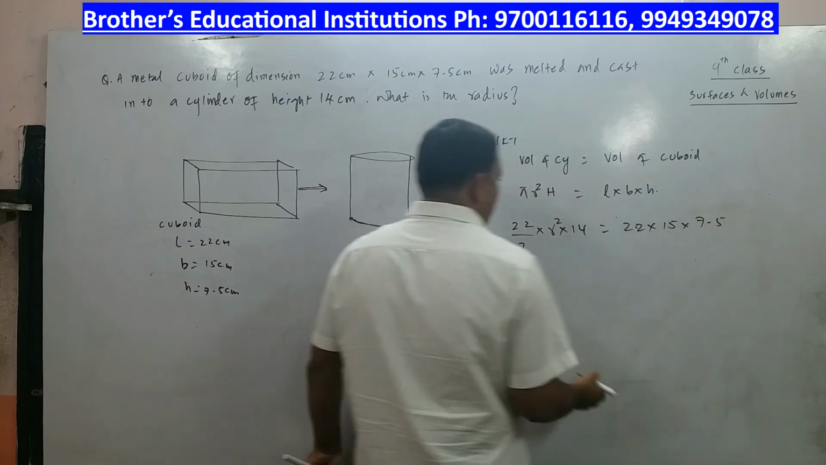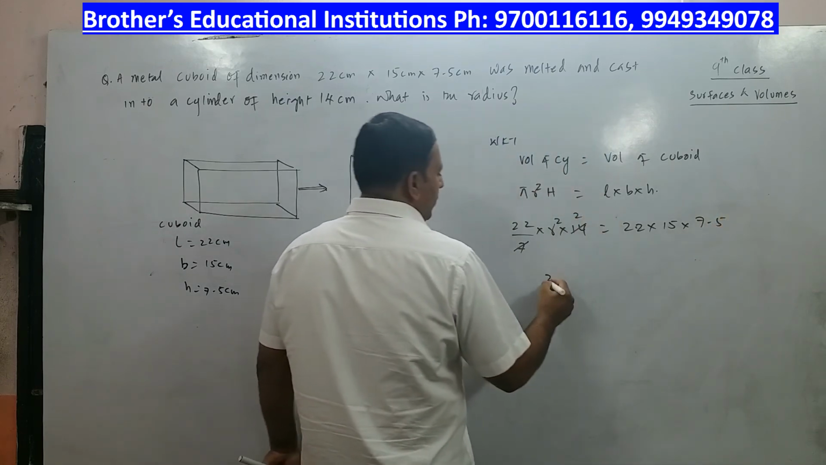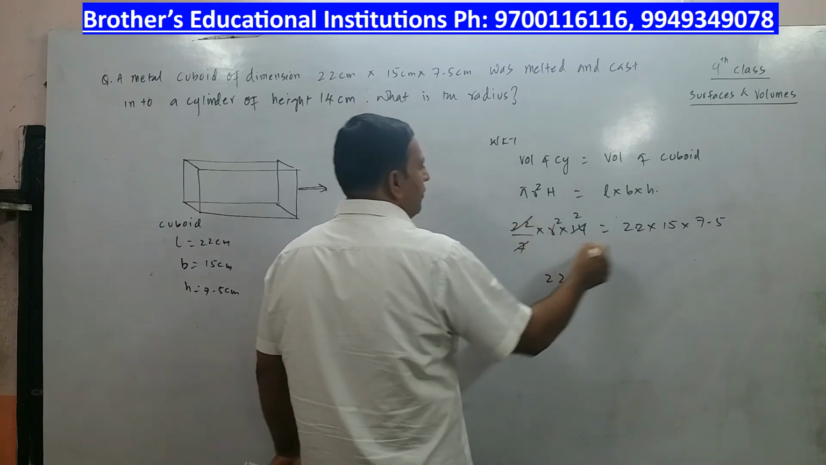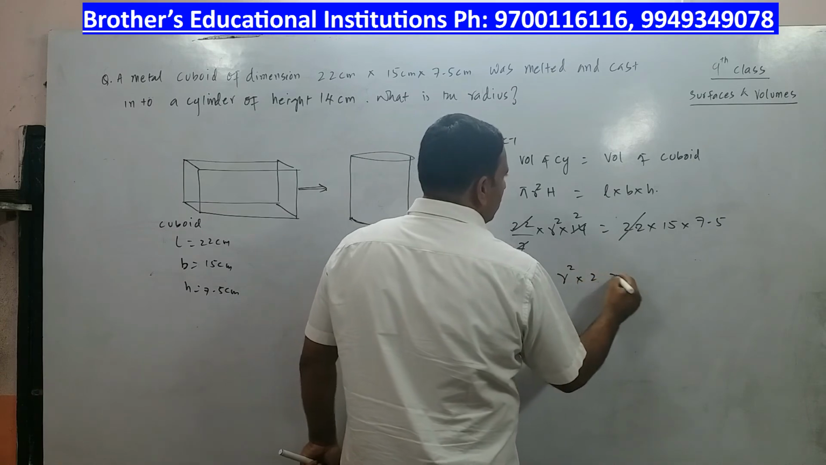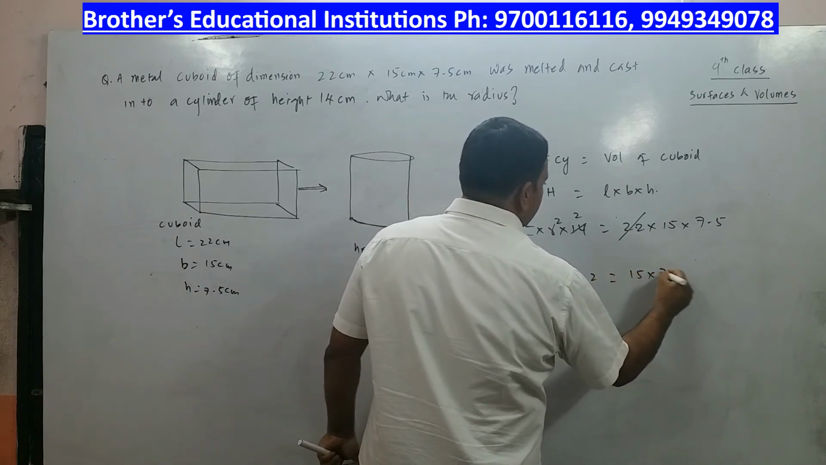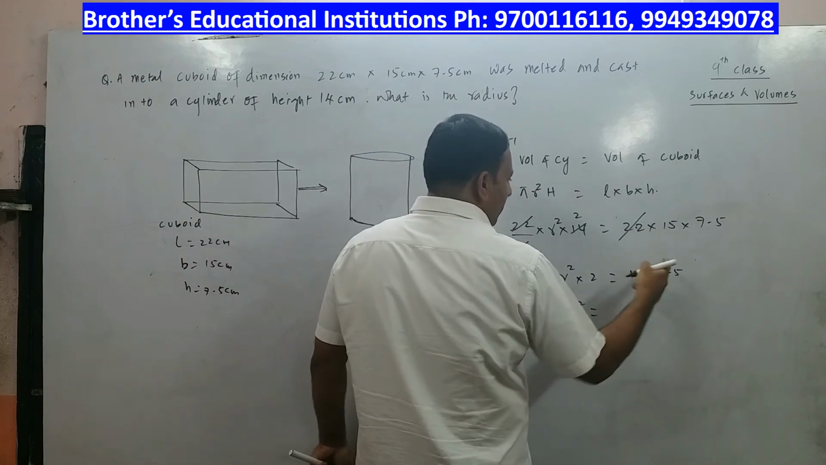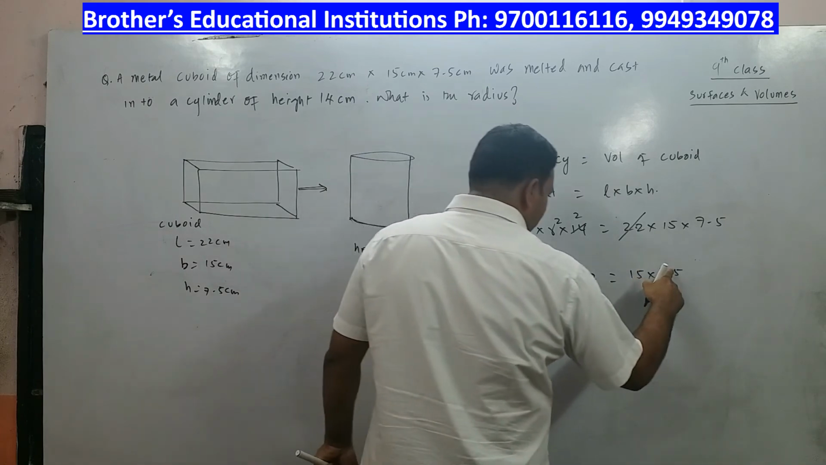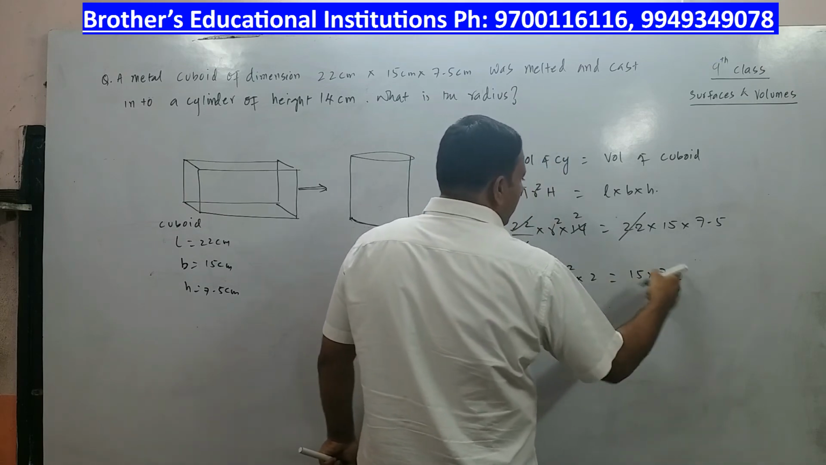So you need to be careful about the point. 7 twos are 14. So now I write 22. I can cancel 22 and 22 also. So 22 is cancelled. You got r square into 2 is equal to 15 into 7.5. Alright. Or r square is equal to, I have to multiply this stuff. Or 7.5 can be written as 75 by 10. So r square is equal to 15 into 75.